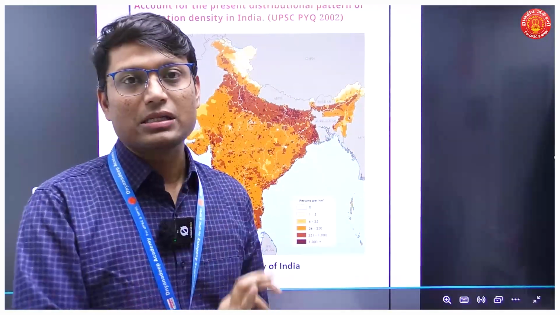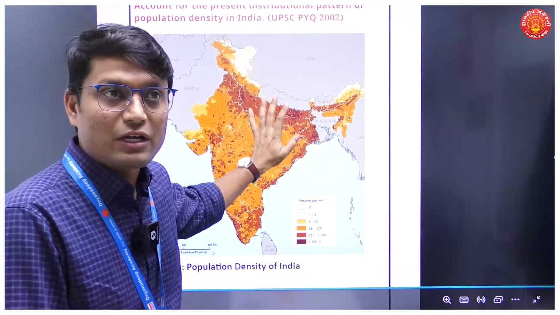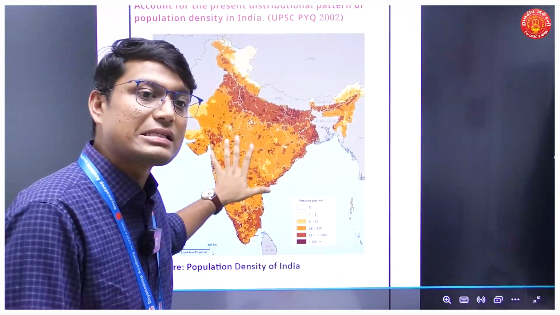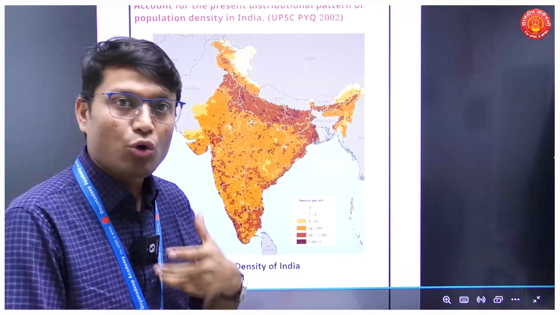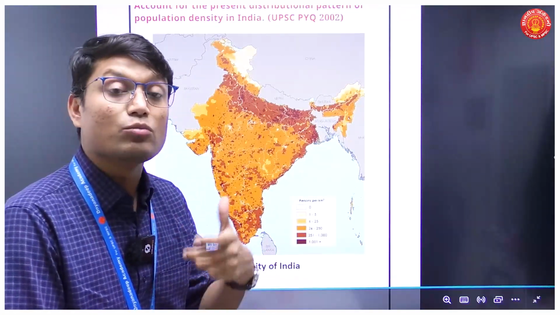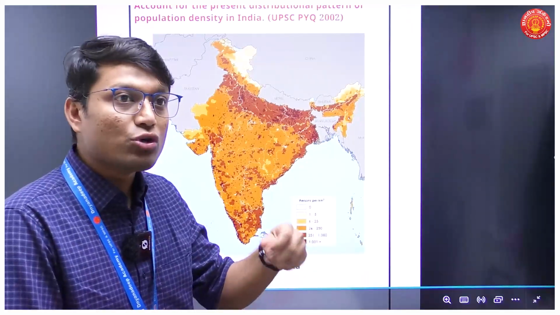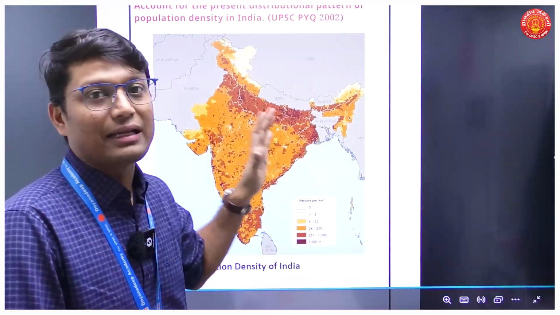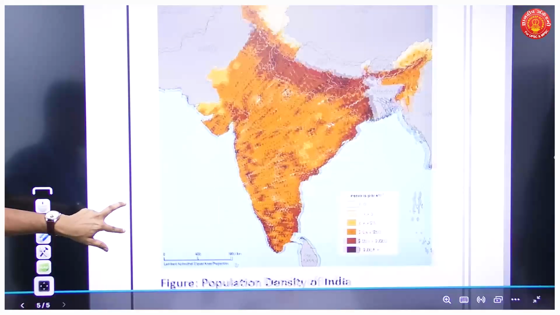Without a map, this answer cannot be complete. So you will have to draw a map of India, show which areas of India are denser, which are less dense, and accordingly you are presenting more clarity. Now hardly any examiner is going to read into your answer. He is more interested in maps and in diagrams. So that is the way you have to present all the data.